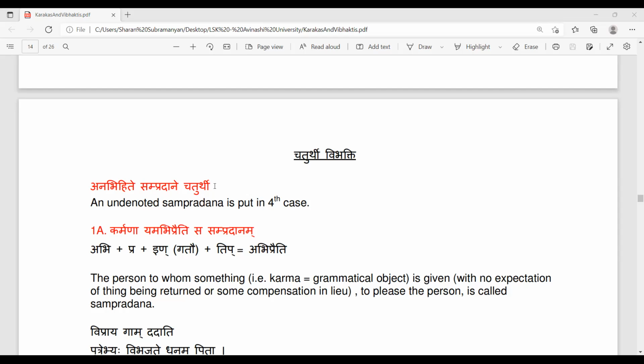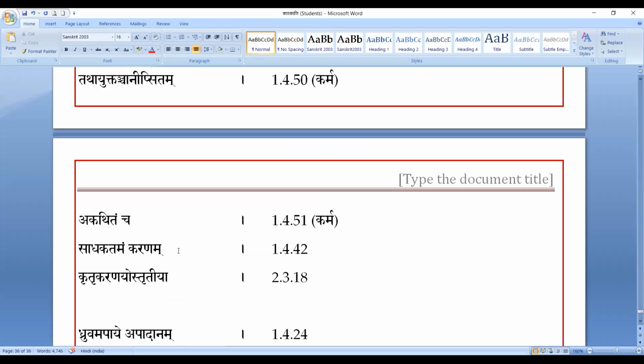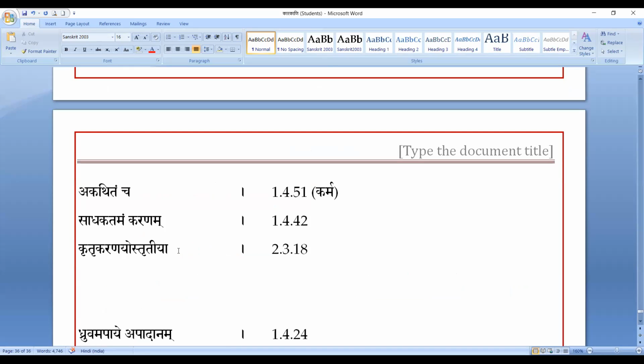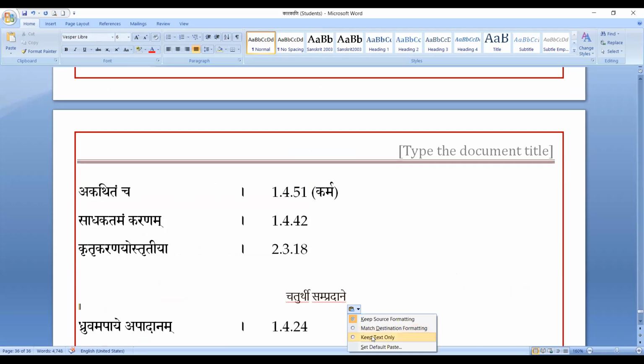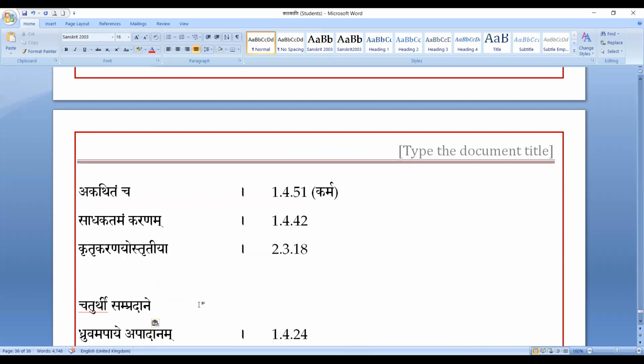Tell me, in which Adhikara should that Sutram be? Yes, Divya. Which Adhikara? Chaturthi Sampradane, that is a Sutra. Chaturthi Sampradane means Sampradana Karaka is assigned to Chaturthi Vibhakti. Which section should it be in? 2-3. Vibhakti Sanyas are assigned to the Karaka in section 2-3.